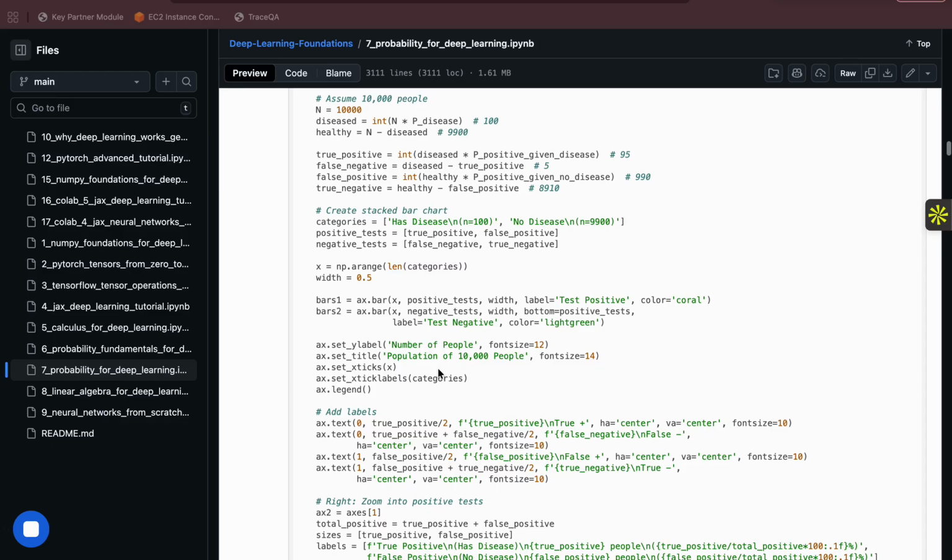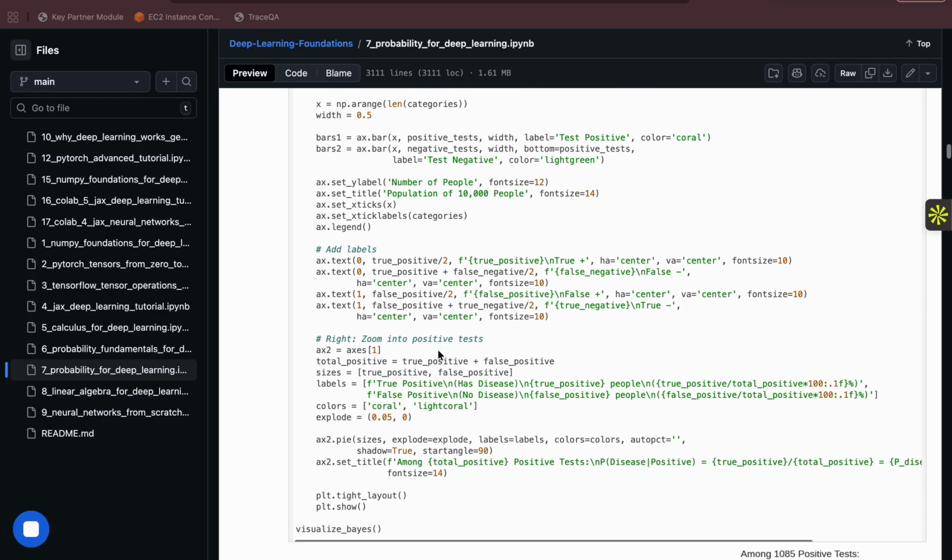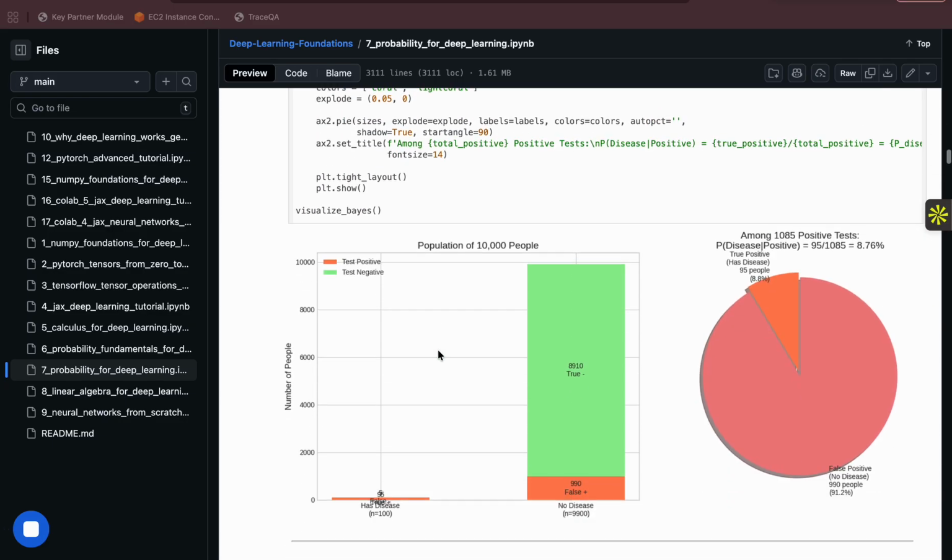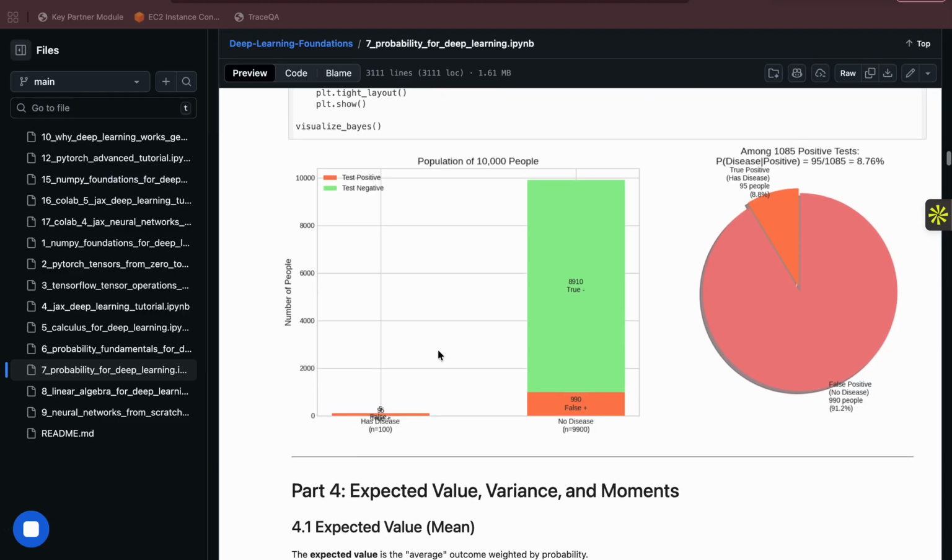Now we visualize Bayes' theorem with a population breakdown chart and a pie chart showing true positives versus false positives among positive test results.